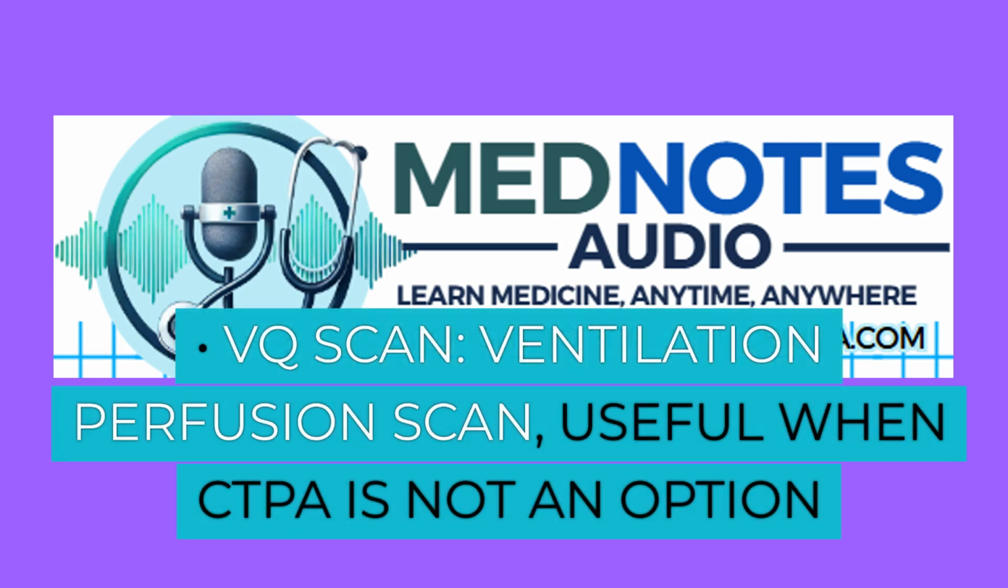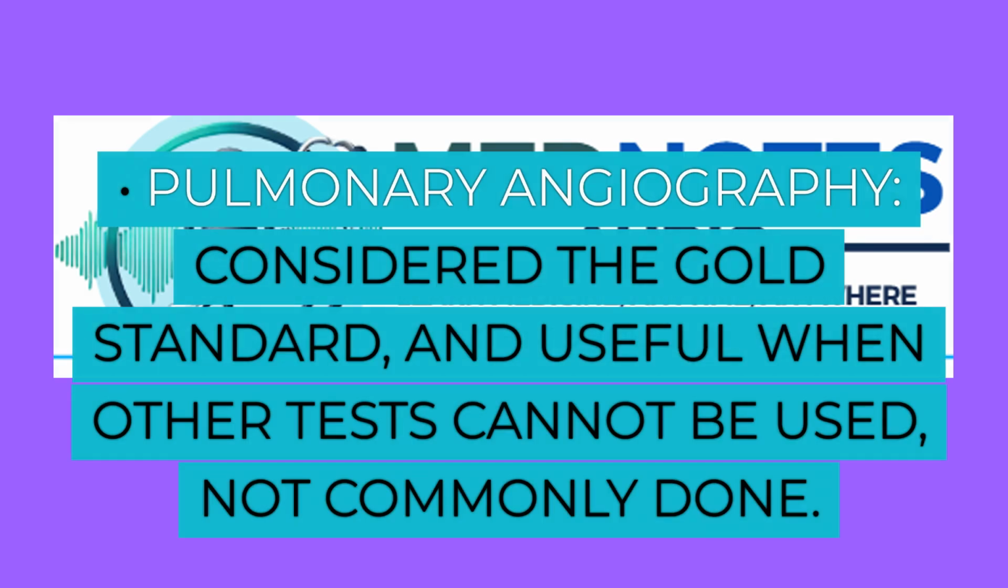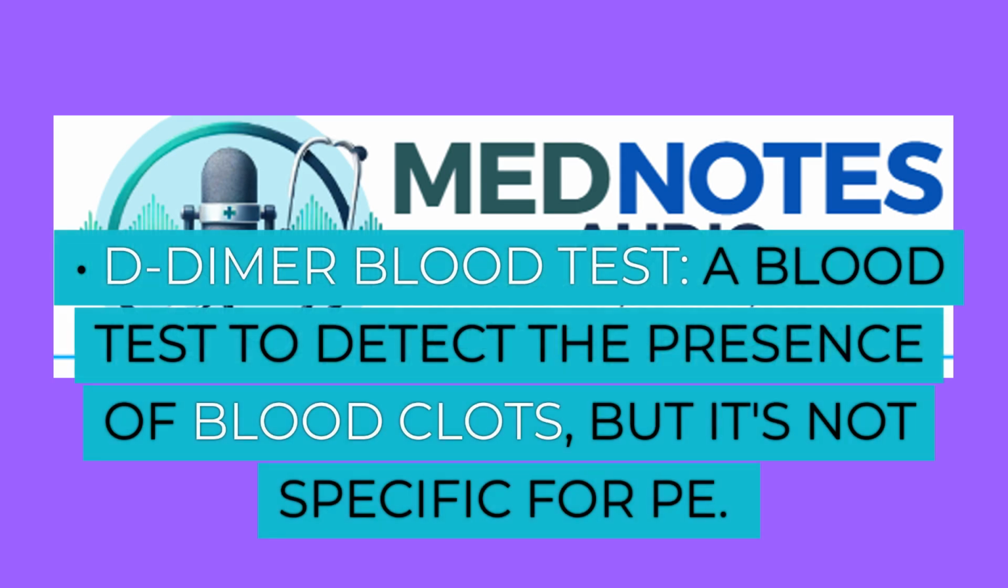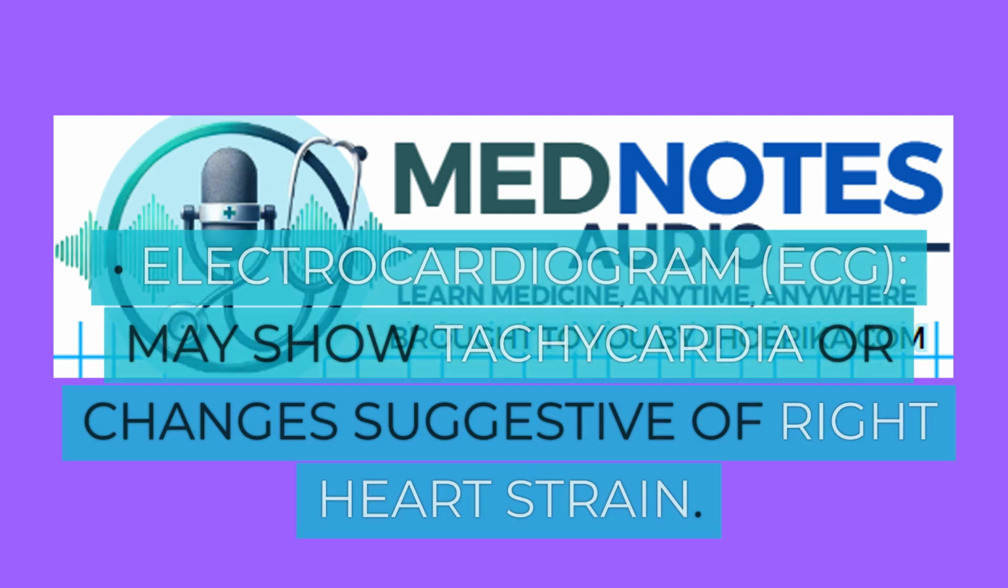VQ scan, ventilation perfusion scan, useful when CTPA is not an option. Pulmonary angiography, considered the gold standard, and useful when other tests cannot be used, not commonly done. 3. Additional tests. D-dimer blood test, a blood test to detect the presence of blood clots, but it's not specific for PE. A negative test is helpful in excluding PE, but a positive test is not diagnostic for PE.